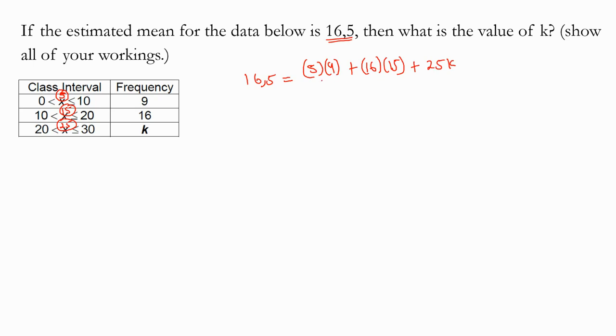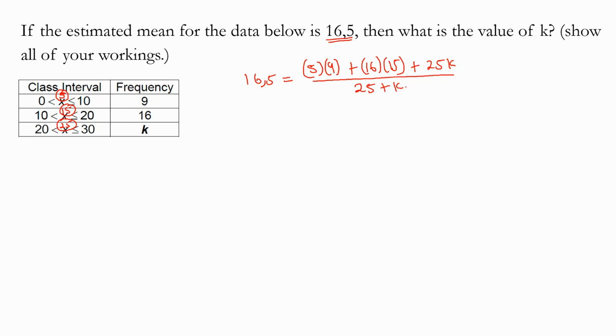25k is fine if you write it like that. And then divided by the number of data items. So we say 9 plus 16 plus k, which is 9 plus 16, 25. So it's 25 plus k. Right. And then now what do we do? Then we have to solve for k.